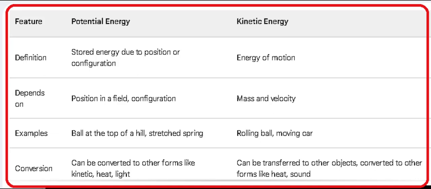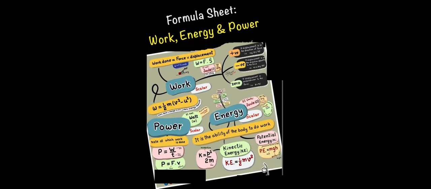Examples of potential energy. An archer pulling back a bowstring. The stretched bowstring stores elastic potential energy, ready to be released and propel the arrow when fired. Water held behind a dam. The water at the top of the dam possesses gravitational potential energy due to its elevated position. This energy can be utilized to generate electricity in hydroelectric power plants.